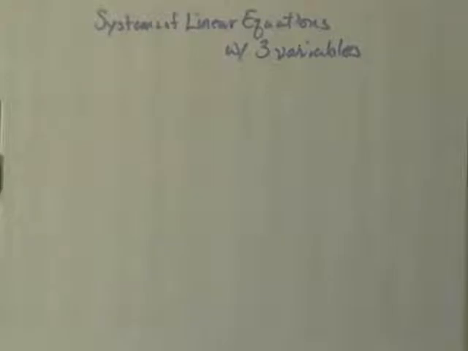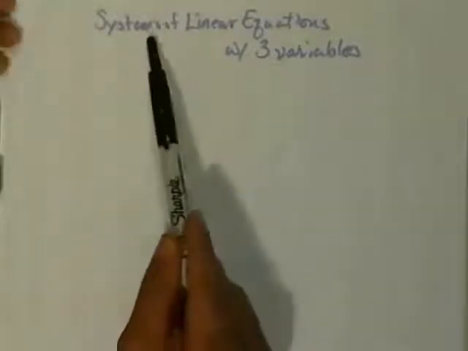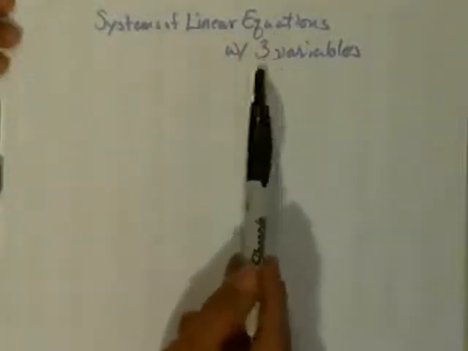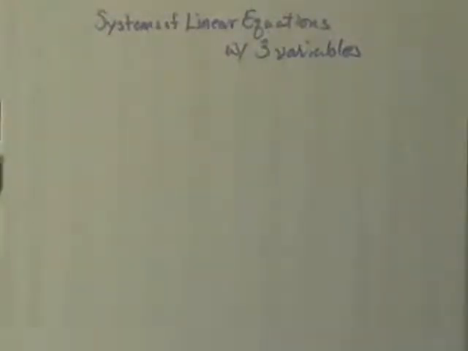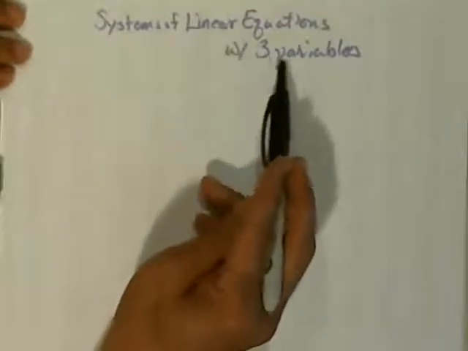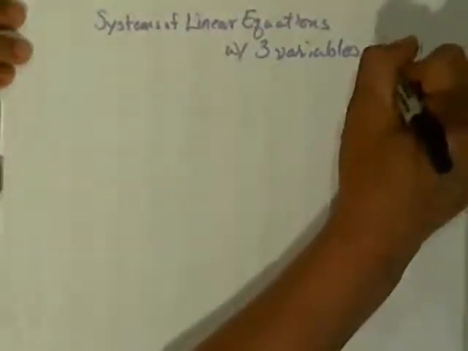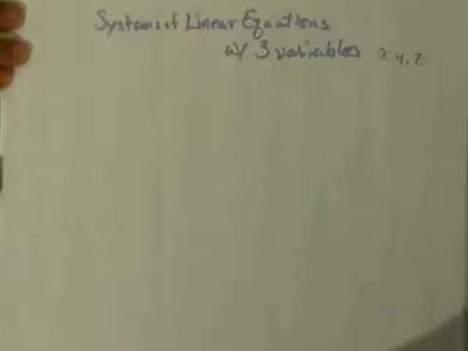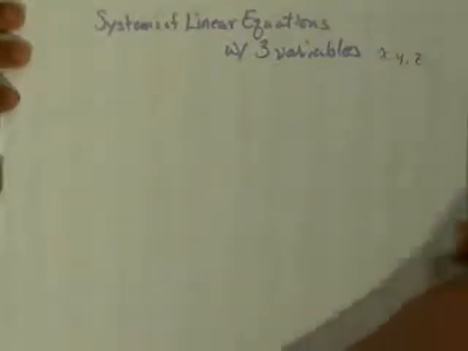I'm going to be going over some information with you for systems of linear equations with three variables. It's linear equations, and you're going to have three variables such as x, y, z. So let's get started with a problem.